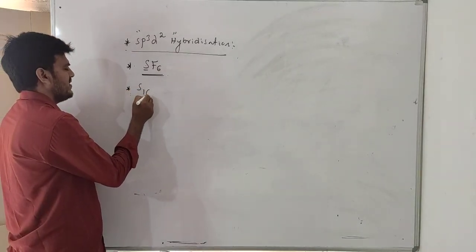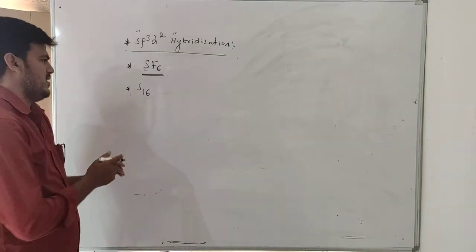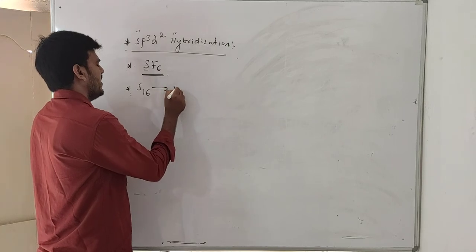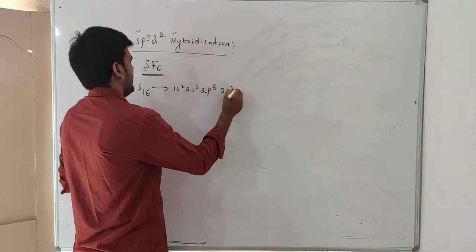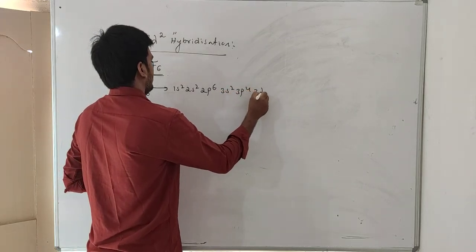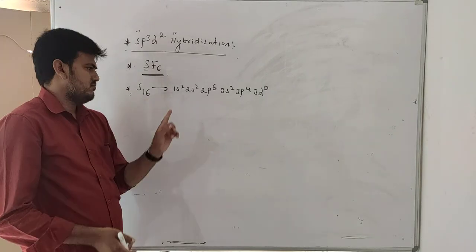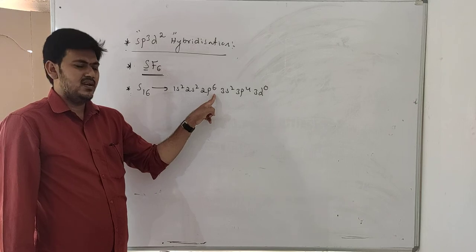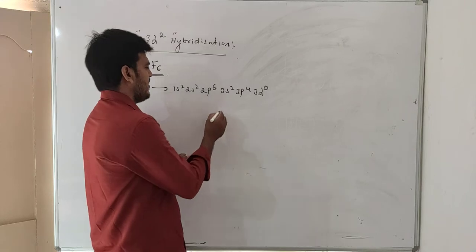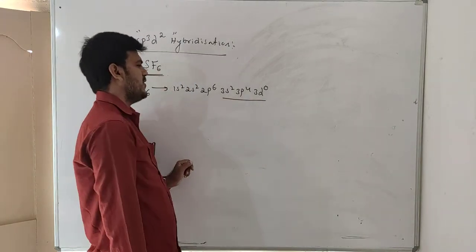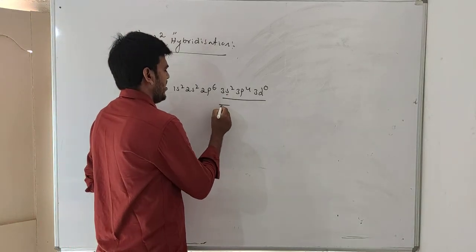Sulfur has atomic number 16. Its electron configuration is 1s2, 2s2, 2p6, 3s2, 3p4, and 3d0. So the total electrons are 16: 2 plus 2 is 4, 4 plus 6 is 10, 10 plus 2 is 12, 12 plus 4 is 16. The outermost electron configuration is 3s2, 3p4, 3d0. First of all, there is only 1 s orbital.